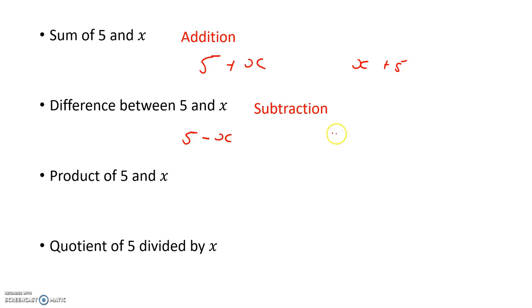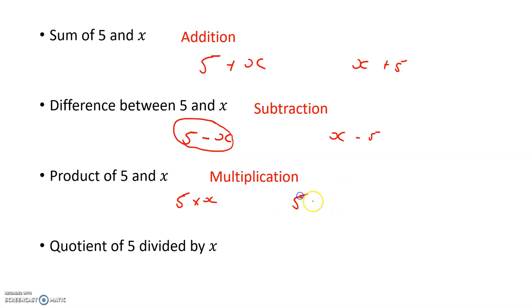Depending on which number was bigger, we could have it as x take away 5 to find the difference between them. But be careful, if x is 2, 5 take away 2 and 2 take away 5 are different numbers. So ideally, stick with this. Product of 5 and x, product is multiplication. So 5 and x is 5 times x, which, when you remember from what we've said before, we just write that as 5x, and this is the one we use all the time. This is correct, it's right, but this is the way we always write it.